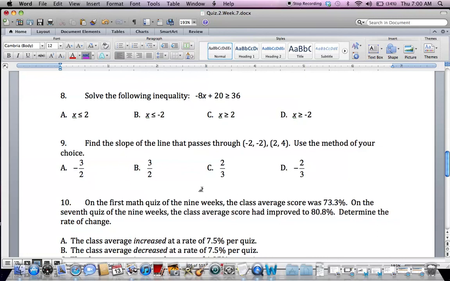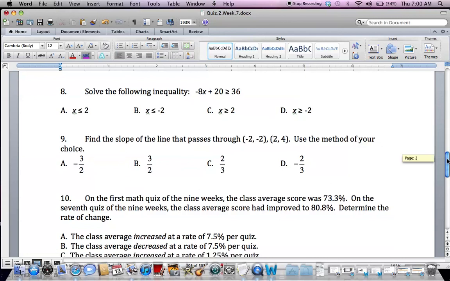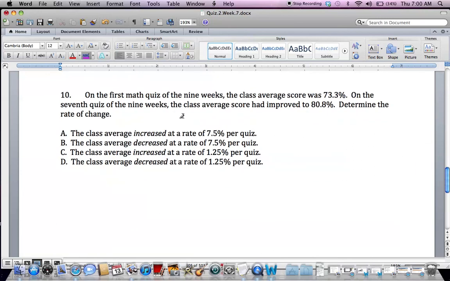And then number 10, on the first math quiz of the 9 weeks, the class average score was 73.3%. On the 7th quiz of the 9 weeks, the class average score had improved to 80.8%. Determine the rate of change. And again, what is rate of change? It's nothing but slope. So we're finding the slope.